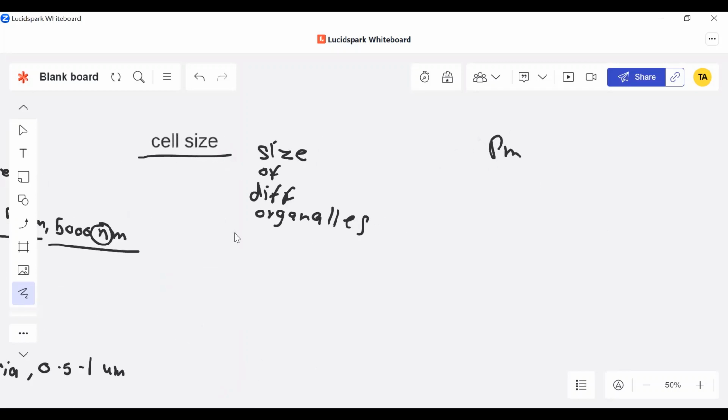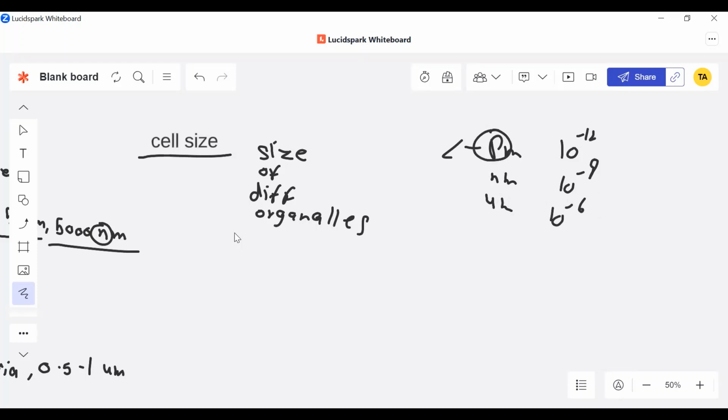Picometer is the smallest unit, right? Smallest comes picometer, then comes nanometer. Nanometer is bigger than picometer. And after nanometer comes something called micrometer. So these three are the most important: picometer, nanometer, and micrometer. Picometer is 10 raised to power negative 12. Nanometer is 10 raised to power negative 9. And micrometer is 10 raised to power negative 6.